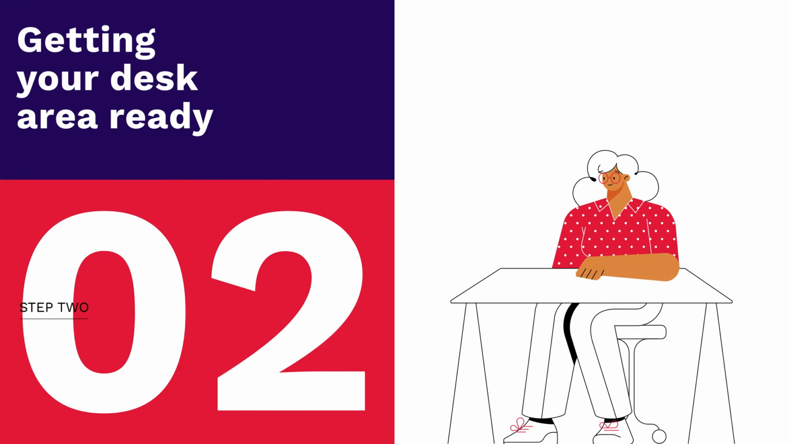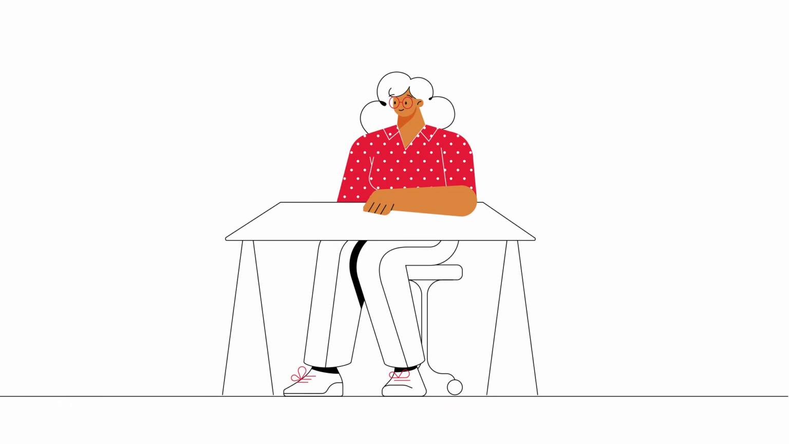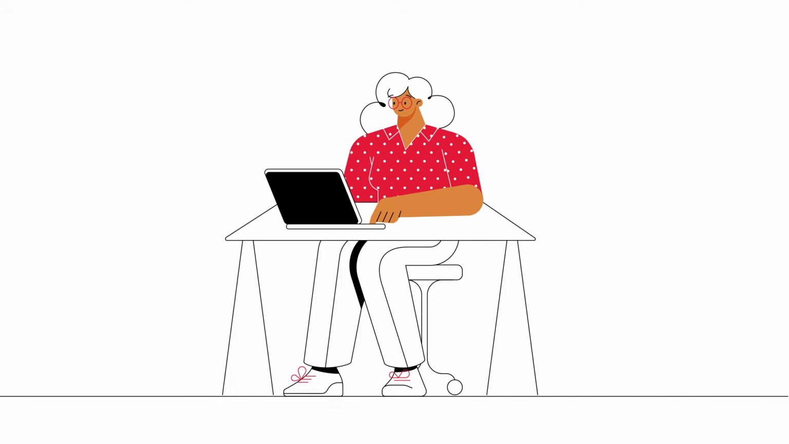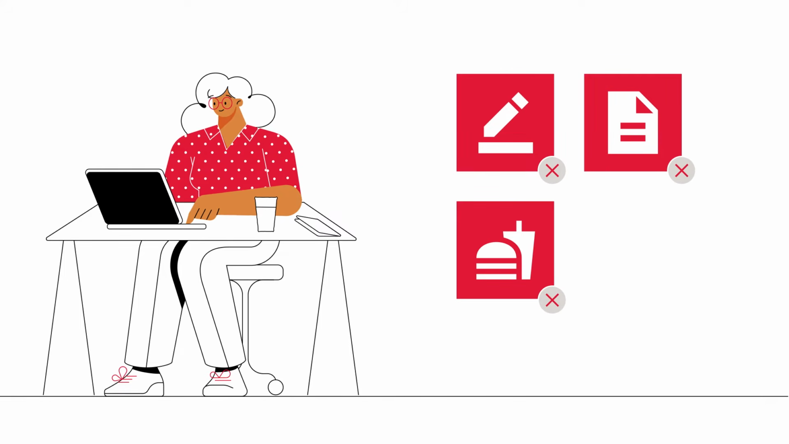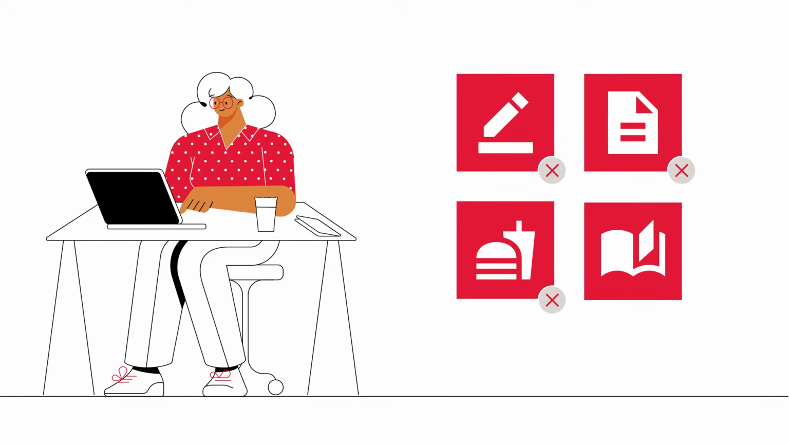Step 2. You need to get your desk area ready. Sit or stand at a clear, open table surface. It should be just you, your computer, passport, permitted electronic devices, and a clear glass or clear and unlabeled water bottle. No pens, paper, food, or anything else. You should also ensure there are no books or written materials near you or your desk.